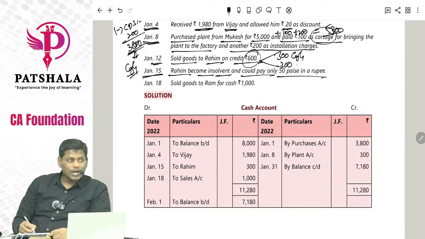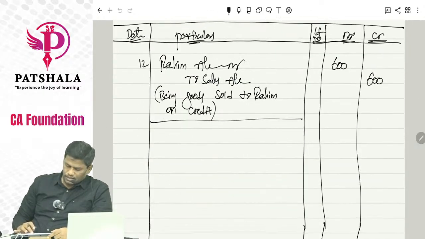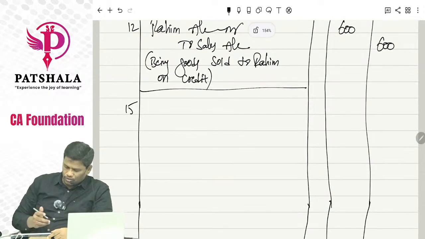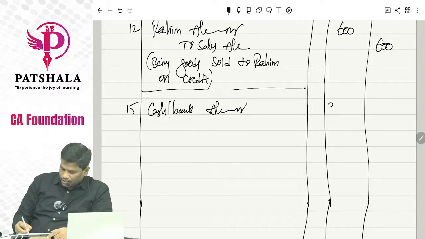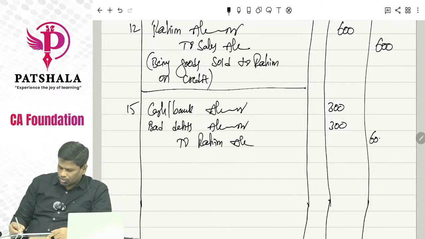Not paying payment. There is no NAS. Okay? So Jan 15th, you will write like this. Cash or bank account debtor 300. Bad debts account debtor 300. To credit the giver Rahim and the 600.